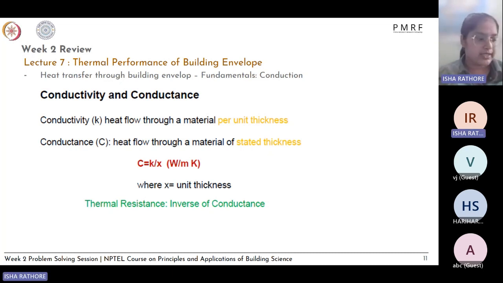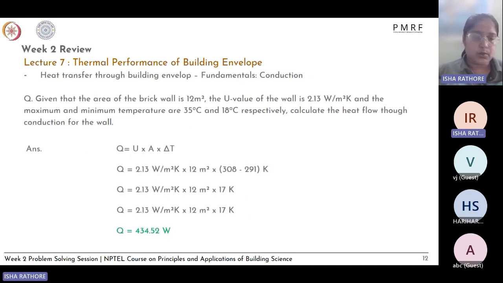But for thermal calculations, we look up at thermal transmittance or the U value, which is also one of the fundamental indicators used for measuring the thermal performance as per the National Building Code as well as the other standards, especially in India. And thermal resistance, which is the ability of the material to resist the heat which is coming, is the inverse of conductance. So resistance is 1 by C. And so we looked up at this equation.